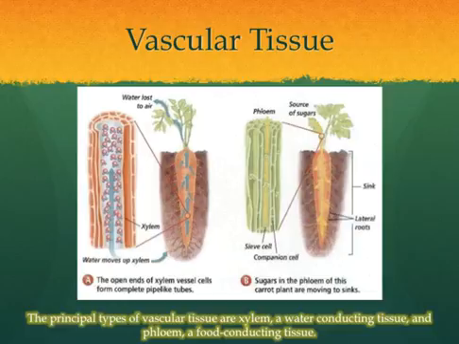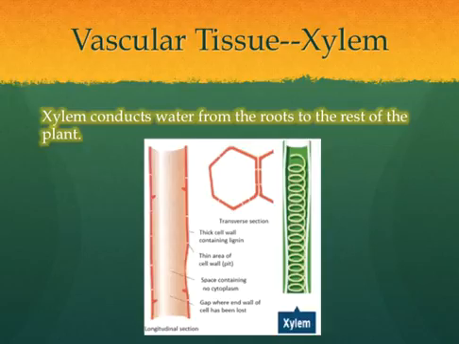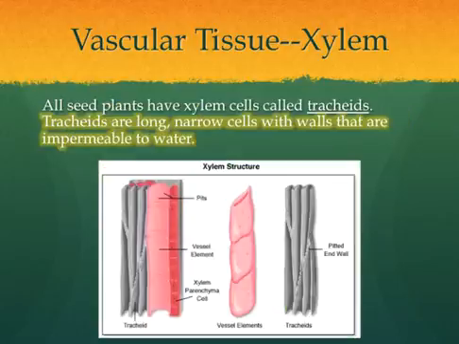Vascular tissue transports water and nutrients throughout the plant. The principal types of vascular tissue are xylem, a water-conducting tissue, and phloem, a food-conducting tissue. Xylem conducts water from the roots to the rest of the plant.